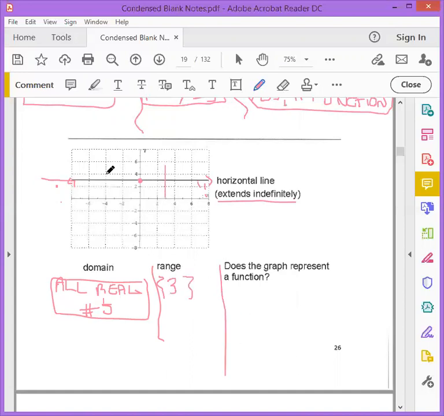Now let's perform the vertical line test. Look at our vertical lines. They touch the graph one time. Each line touches the graph one time. Therefore, this does represent a function. We would say yes, this is a function.